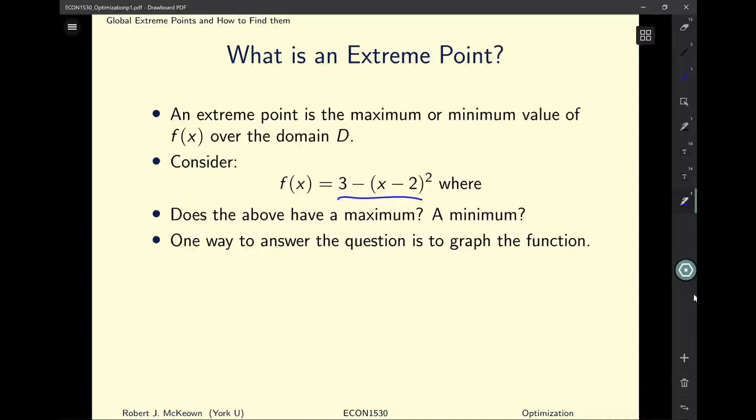Now, maybe we want to try and find if it has any extreme points. Right? The question says, does it have a maximum? Does it have a minimum? The max and the min would be extrema. They would be extreme points. Well, a very simple and straightforward way to answer this question right here, does it have a maximum, does it have a minimum, is to graph the function.